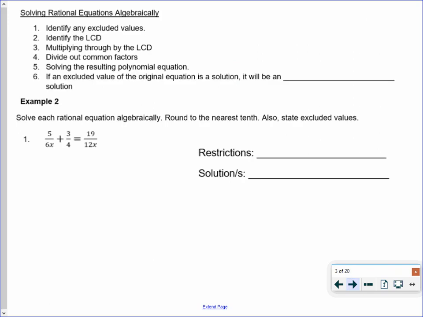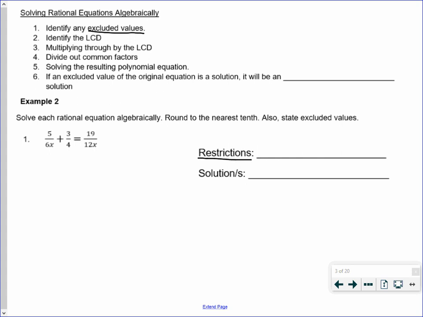We're going to actually talk about how to solve rational equations algebraically using this LCD that we just talked about. So the very first thing we're going to do is figure out all our excluded values. That means sometimes we might have to factor the denominator to get us to a point where we can find our excluded values. Another word we're going to be using instead of excluded values is this word right here, restrictions. It's the same thing.